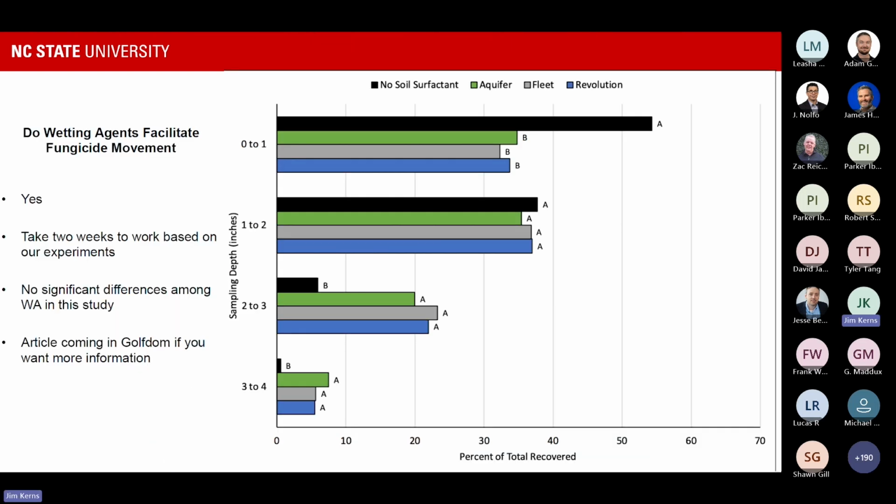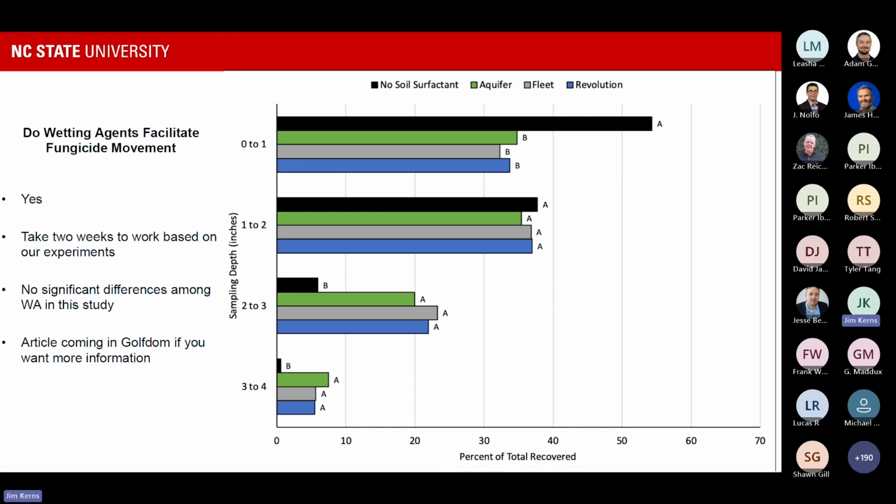Now, do wetting agents help? Absolutely, they do. If you remember this 2 to 3 inch depth, this was work done by Wendell Hutchins again. We only had 8 to 10% of the active ingredient. In this case, we had over 20. We didn't see differences in the wetting agents. The key for us, folks, is it took 2 weeks to work.